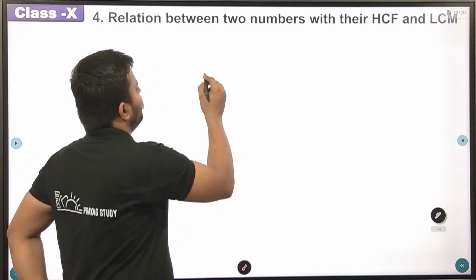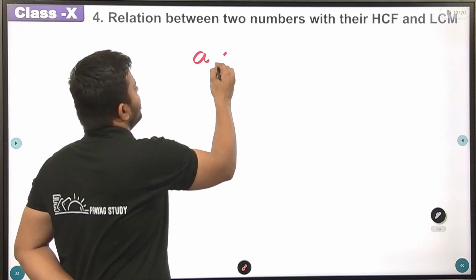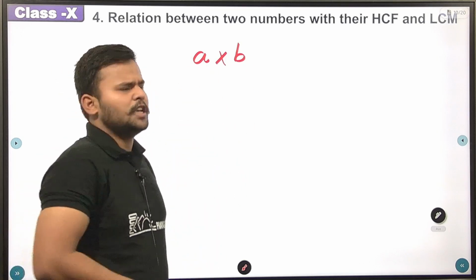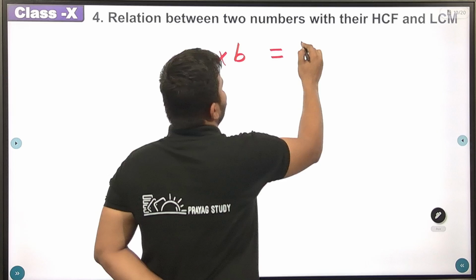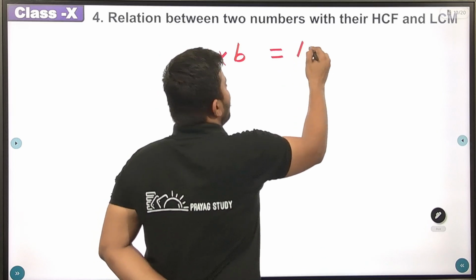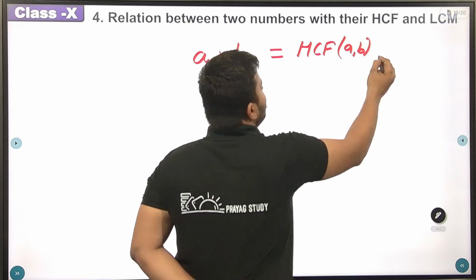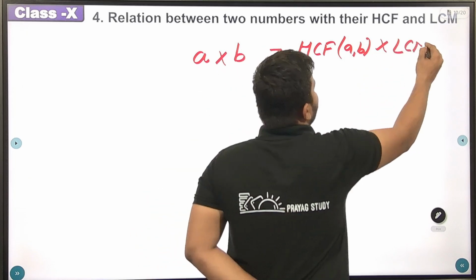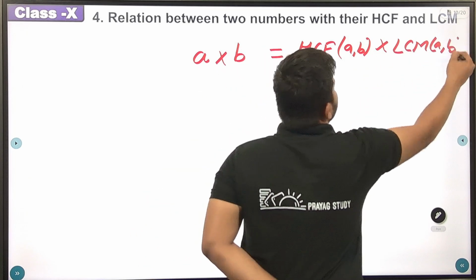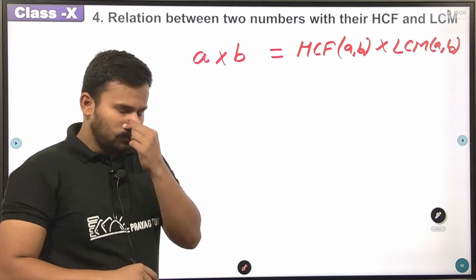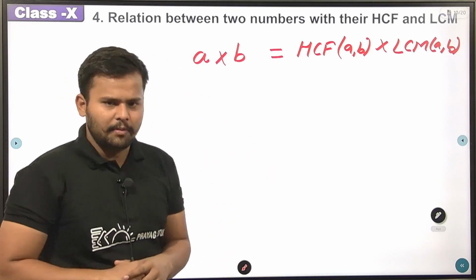Now what does it say? It says that if you have two numbers, let's say A and B, then the product of the two numbers is always equal to the product of their HCF and LCM. So A into B will be equal to HCF of A and B into LCM of A and B. Now this is the relation that we have to remember, and it is very helpful from the perspective of our examination as well.